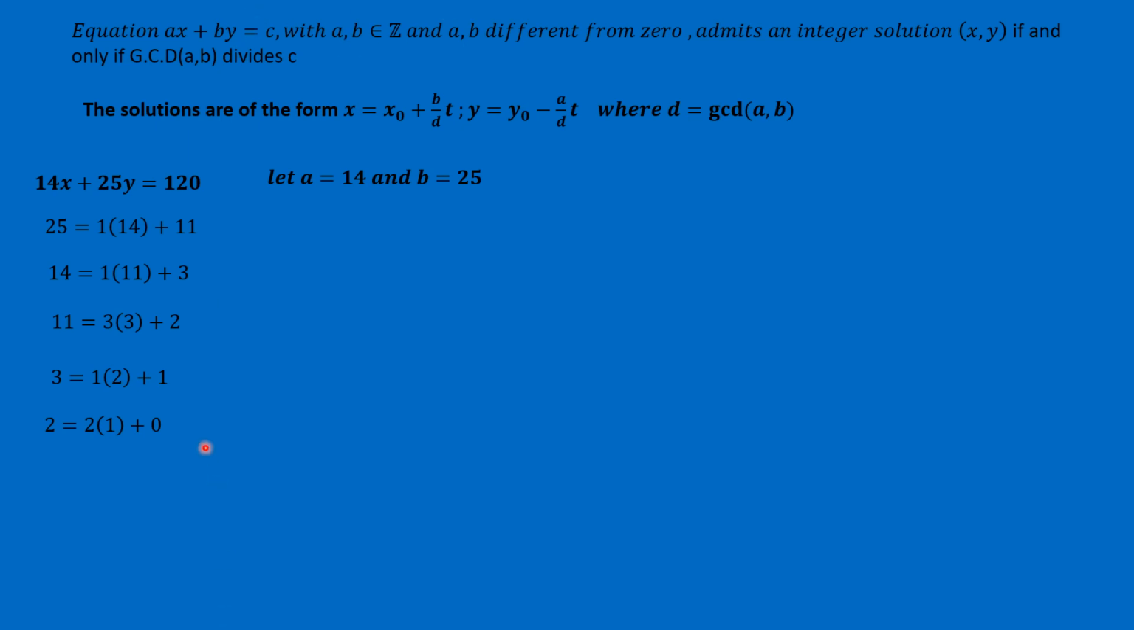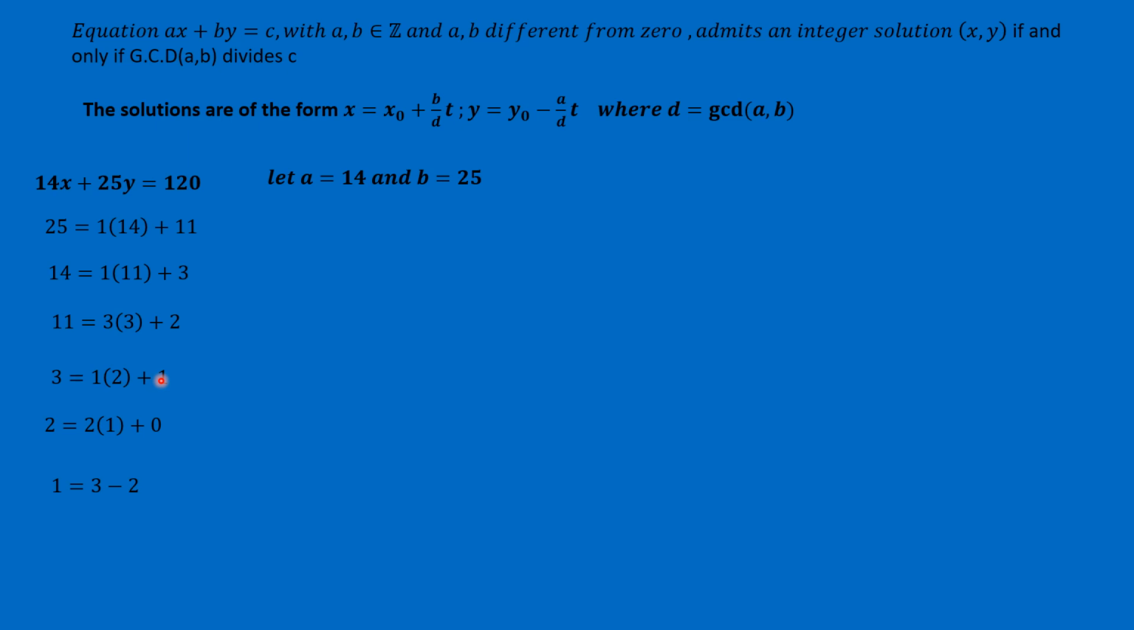Now let's go ahead to get the particular solution x0 and y0. From here we are going to write this greatest common divisor of a and b in terms of a and b actually. So we begin with 1. Working backward, 1 will be equal to 3 minus 2.